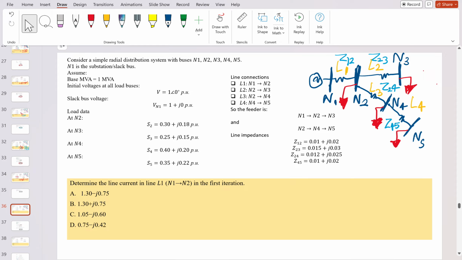Okay, option A. Let's wait for a few more seconds. Option B, I got two, three answers. Okay, option A. Just wait for a few more seconds and re-verify whether it is correct or not.